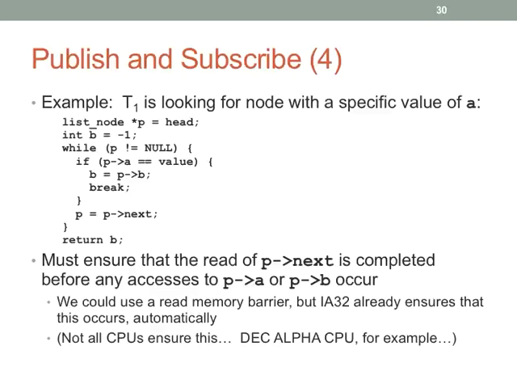But in this situation, IA32 already ensures that reads occur in a reasonable order. So p equals p arrow next will always happen before we get to the next iteration of the loop and read out p arrow A and p arrow B. Okay, so thankfully this isn't a no. Yes, question?